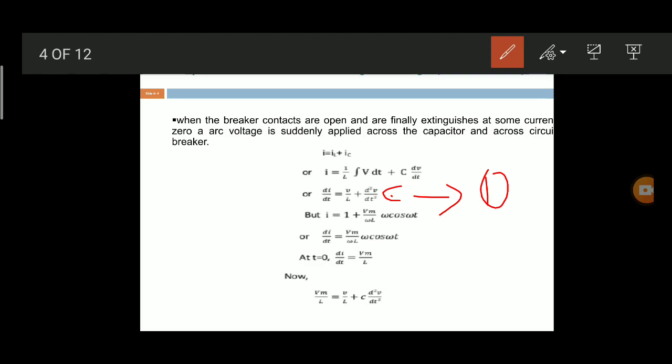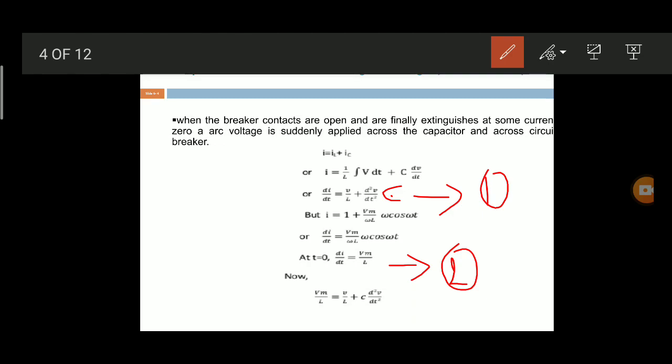We already know I equal to Vm by omega L times cos omega t. Differentiating this equation, di by dt equals Vm by L times omega cos omega t. At t equal to 0 instant, cos 0 equals 1. Then we obtain di by dt equal to Vm by L. This is equation number 2.